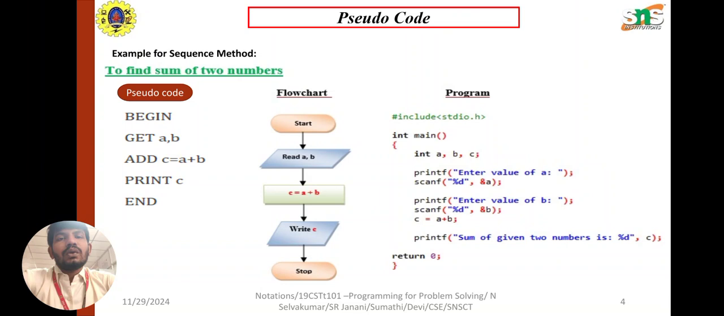In pseudocode we use the keyword begin, and we get the a and b values, and the operation is add. We use the add keyword for the addition of two numbers: c equals a plus b. Finally we print c. Print c means we have already stored the output of a plus b in the integer c, so we print c, which shows the value inside c.